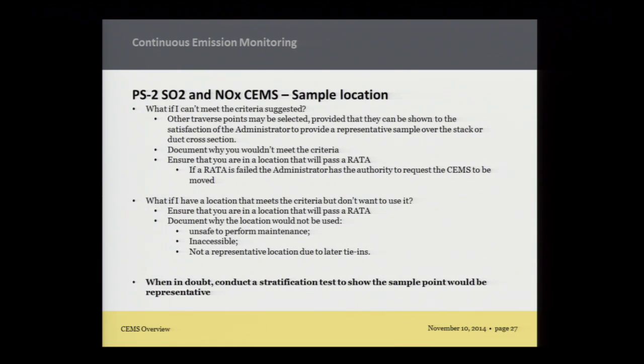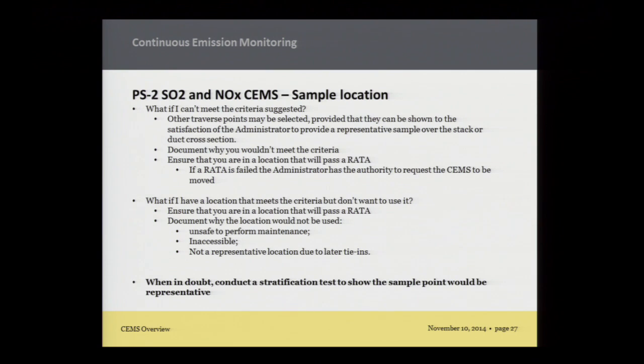If a RATA is failed, the administrator does have the authority to request the CEMS to be removed. That's not a cheap fix. You may have to order some more sample line. You may have to move your building. There's all kinds of things that can jump in the way there. What if I have a location that meets the criteria but I don't want to use it?